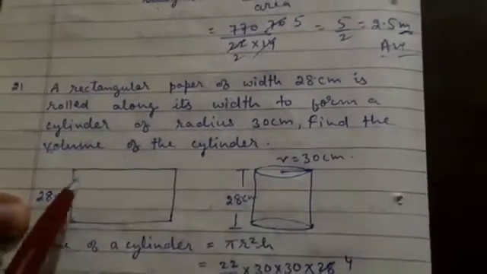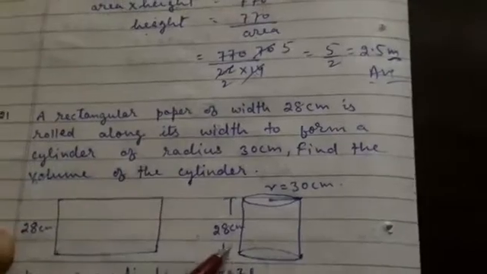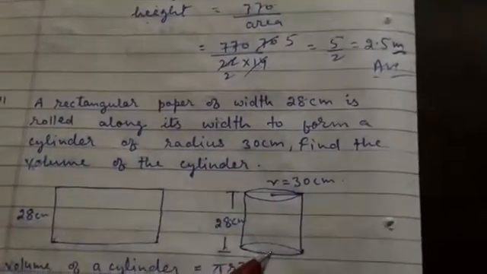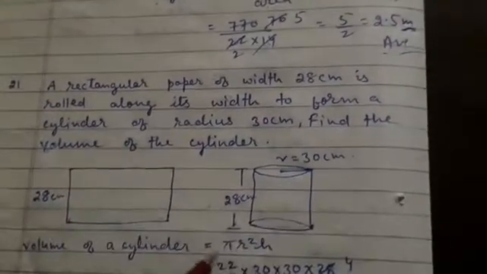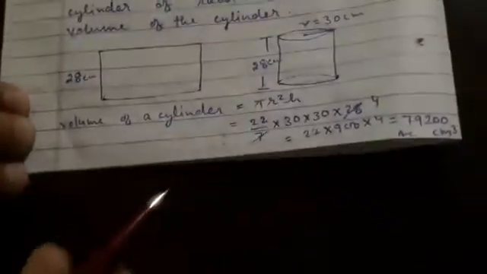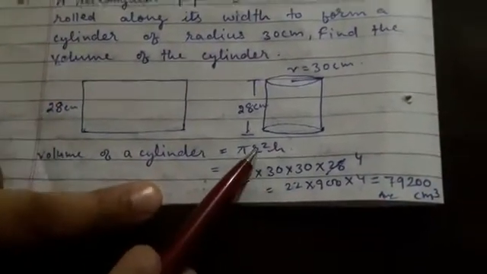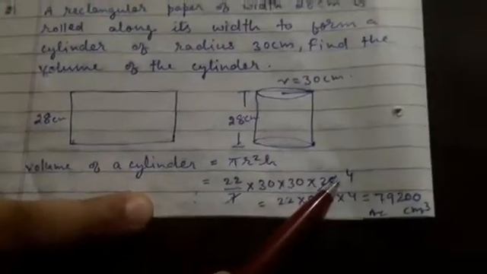If we fold this paper along its width, it means the height of the cylinder will become 28 centimeter, and the radius of this cylinder will be 30 centimeter. So volume of cylinder is equal to pi r square h. It means 22 by 7 into 30 into 30 into height, which will be 28.